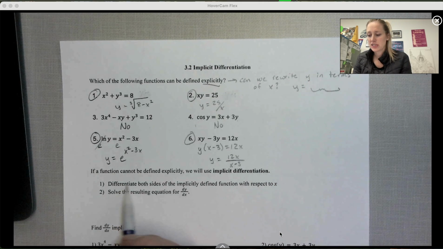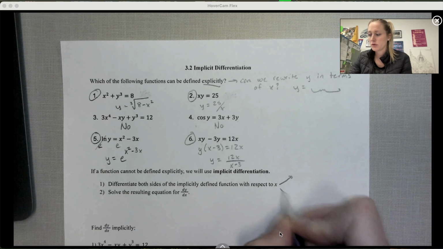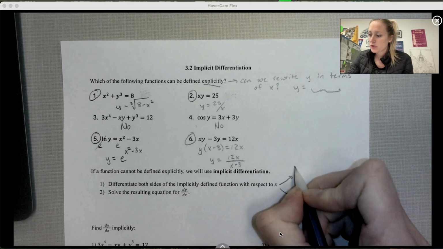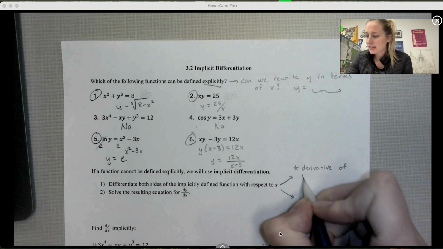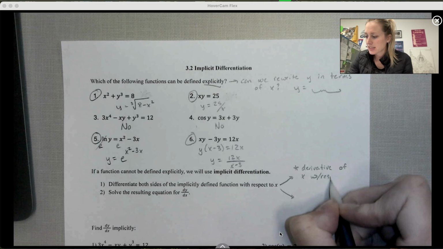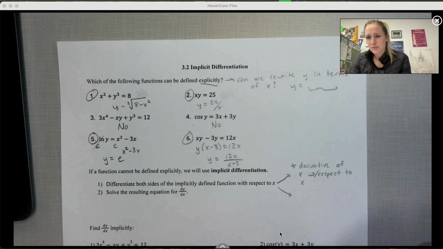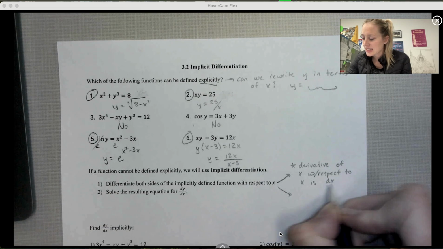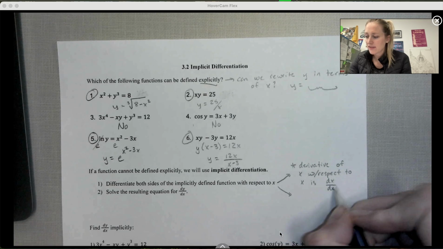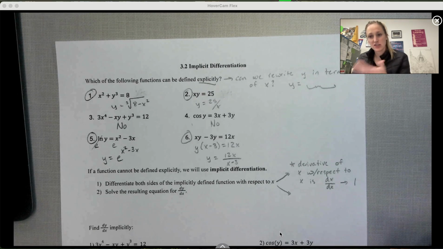And so what we're going to do is we're going to differentiate both sides of the defined function with respect to x. So I want to point out two pieces of information here. The derivative of x with respect to x, we don't really use this very often because it's kind of like duh, but the derivative of x with respect to x is dx/dx, which anything divided by itself is 1, right? So the derivative of x is 1, right?